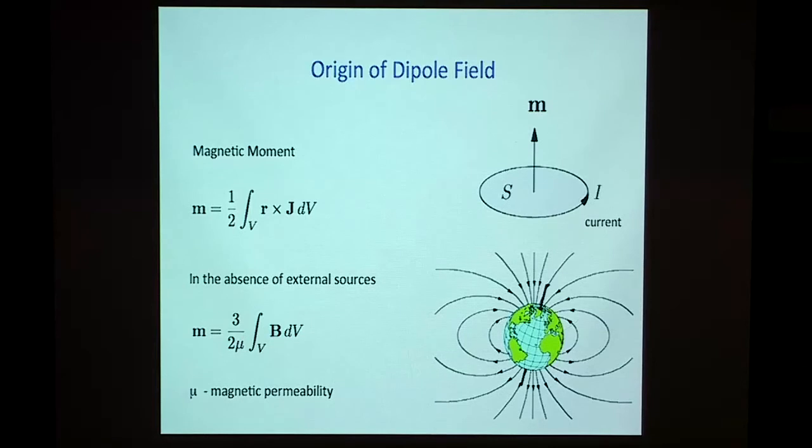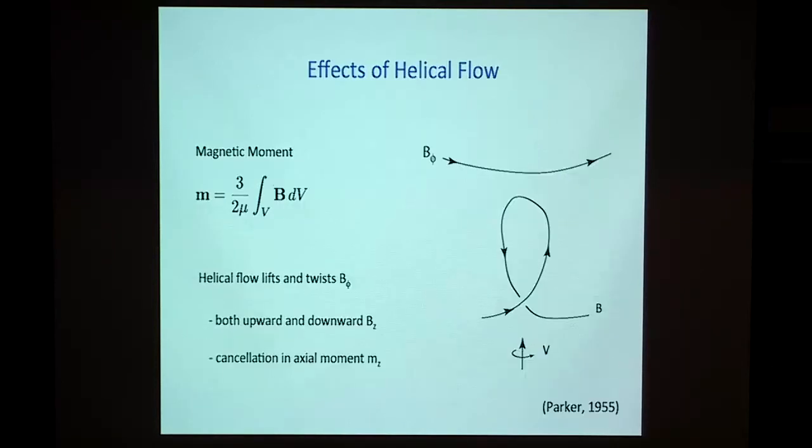So if I want a magnetic field that has a dipole field like this, so the moment is pointing in this direction, all I have to do is get my field inside the core preferentially pointing in this direction. So how do we do that? That's all that we need to do. That's all the models need to do.